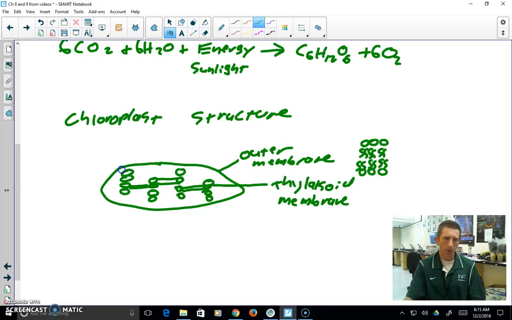All right, so then we can look at these stacks, and these stacks have a special name. They're called grana. And then everything that is inside the outer membrane but is not a thylakoid, that is called the stroma. That's the stroma. All right, and that's the structure of the chloroplast.